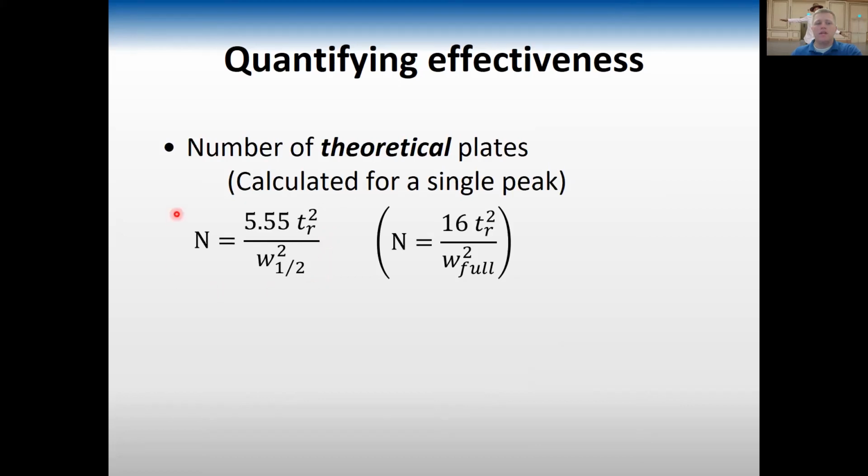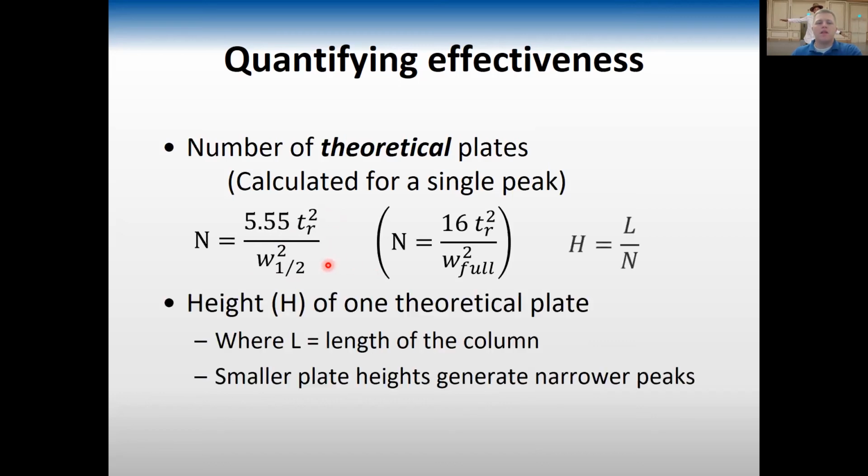But we will determine the number of plates using one of these two equations right here. The one on the left is the one we'll use more often. The number of plates is equal to 5.55 times the retention time of a peak squared divided by the width at half height of that peak squared. Now you can also measure the width at the bottom of the peak, so the full width there, in which case this 5.55 turns into 16. And this calculation is for a single peak. You don't need 2 peaks or 3 peaks. You'll just pick a single peak to do this calculation on.